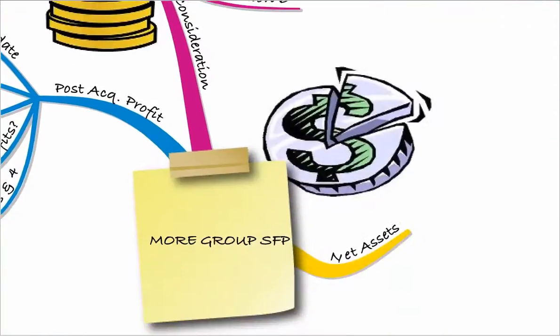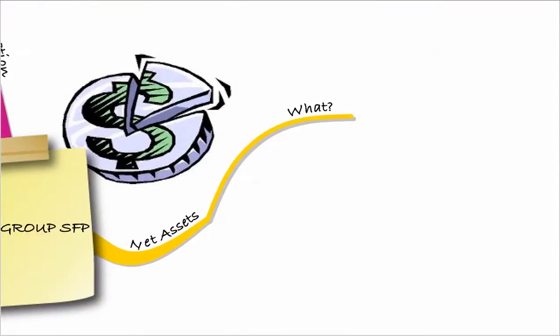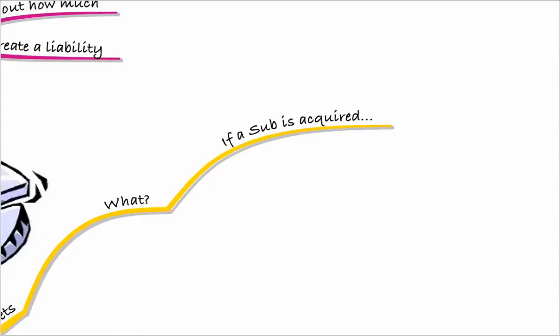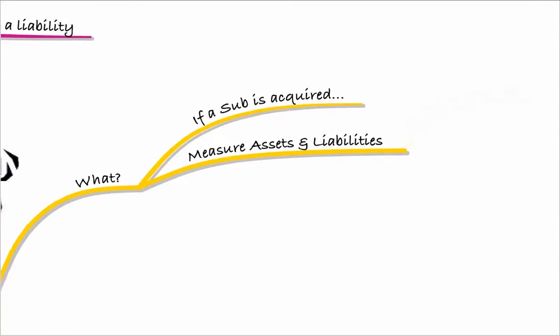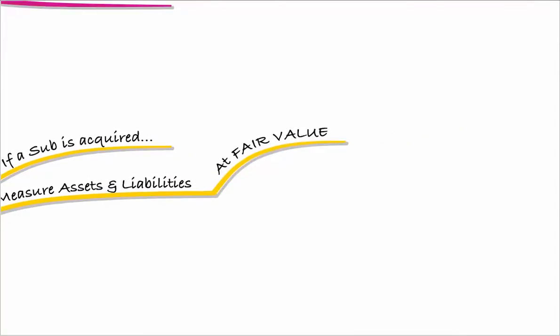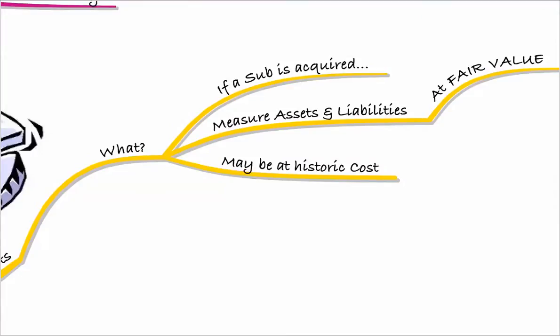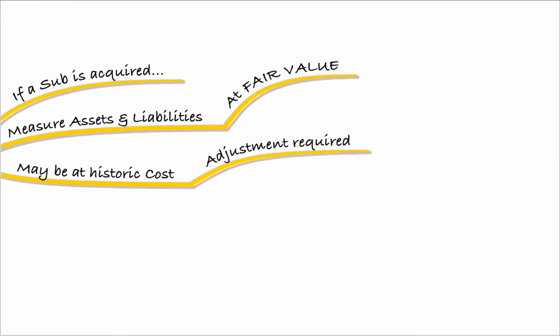The last thing I wanted to look at in this session were the net assets, because often you'll get fair value adjustments. So we talked about a situation where if we acquire a subsidiary, IFRS 3 requires us to measure the assets and liabilities of the subsidiary at fair value. However, they may be at historic cost in the subsidiary's own accounts. If they are, well then we need to make an adjustment to bring them into the group accounts at fair value. So we need to change them from historic cost to fair value to bring them into the group accounts.